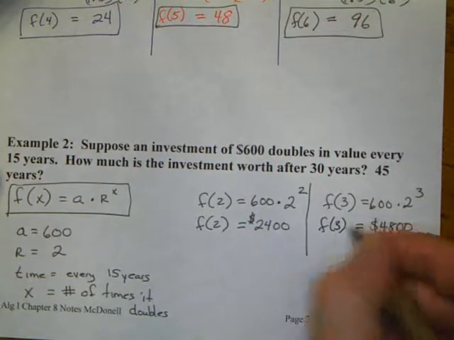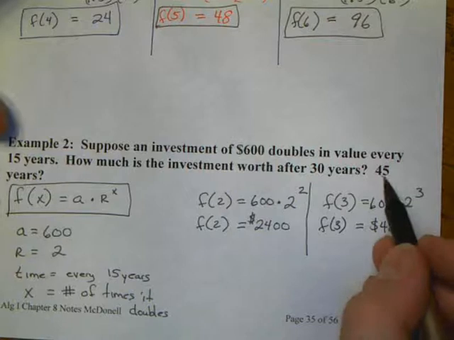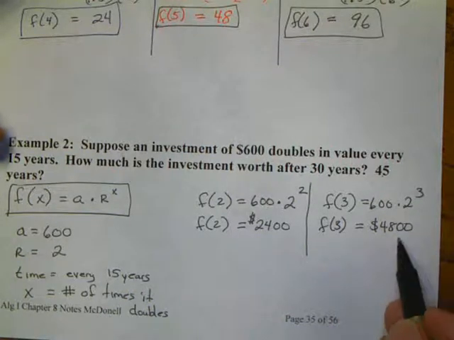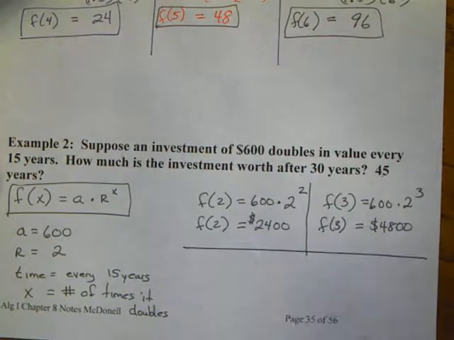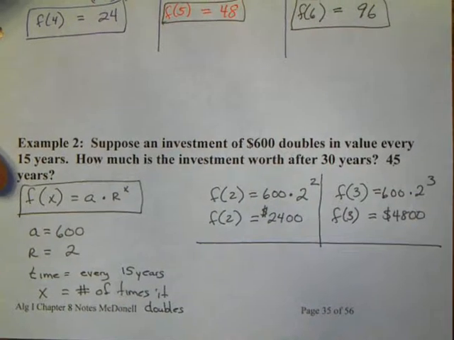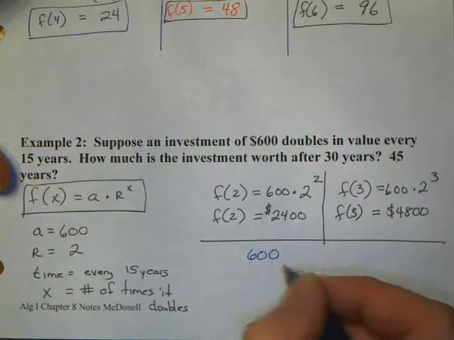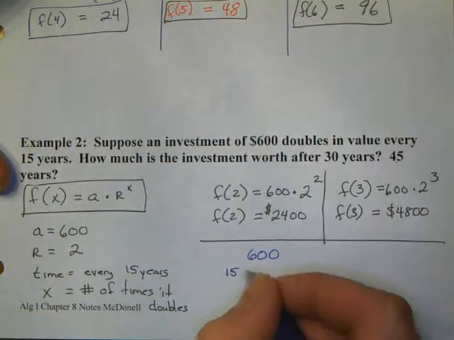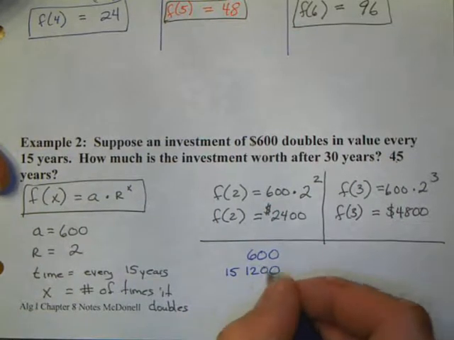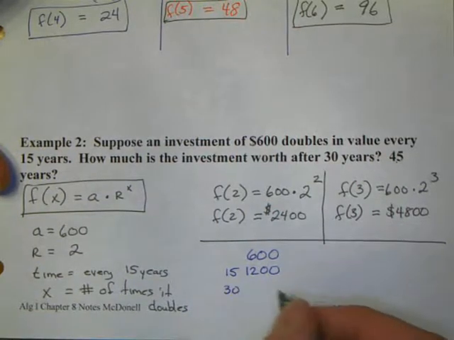What about after 45 years? Well, after 45 years, that's 3 doubling units. So that's 600 times 2 to the 3rd. What is that? Well, that's $4,800. So, after 3 doubling cycles, 3 cycles of 15 years, it's 4,800.